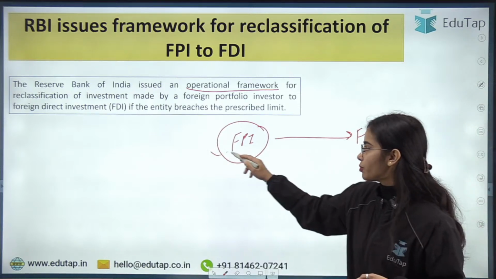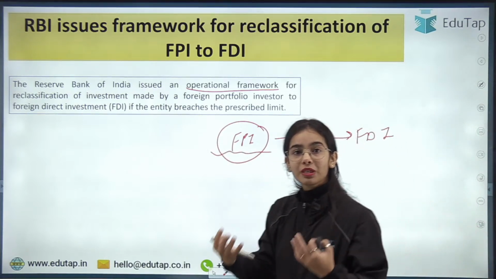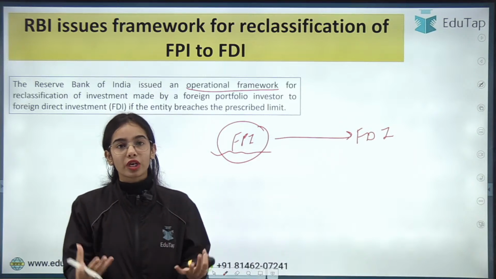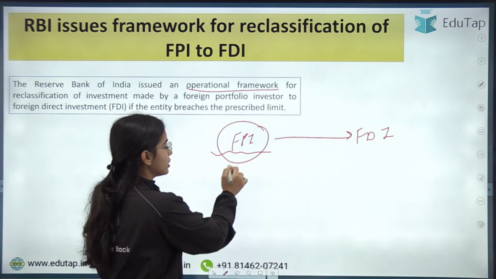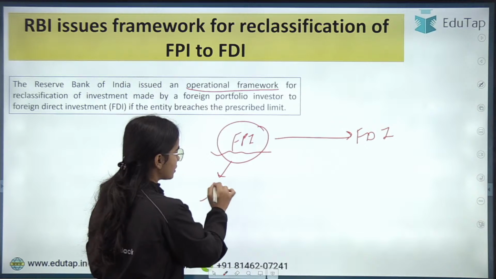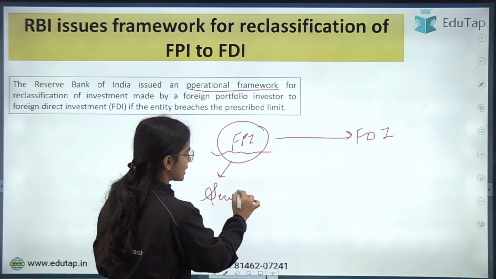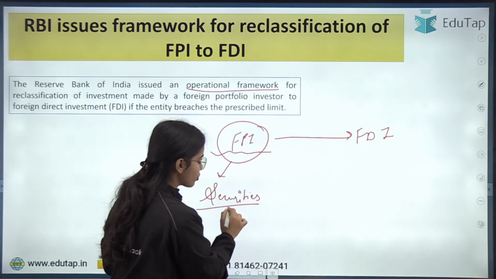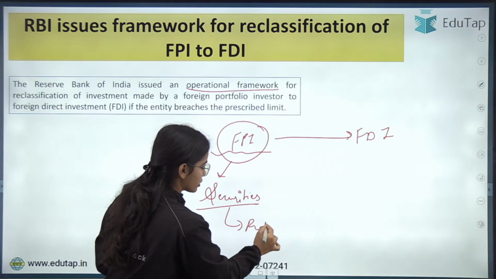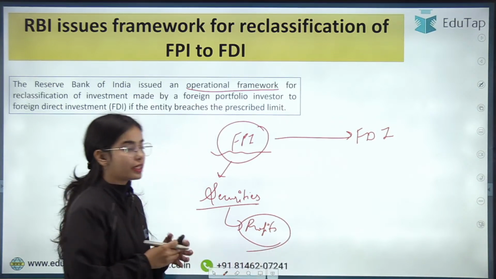So what is the foreign portfolio investment? When the investment is happening in the bonds, in the securities, in the shares, in the derivatives and such. So when the investment is happening in the securities with the sole motive of earning the profits.